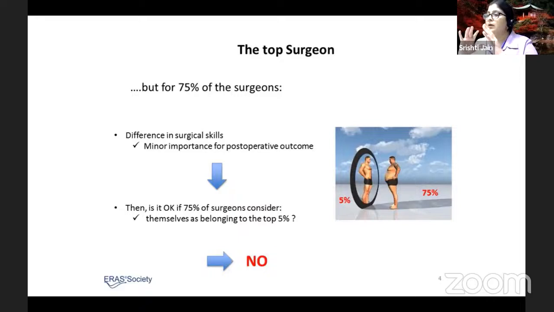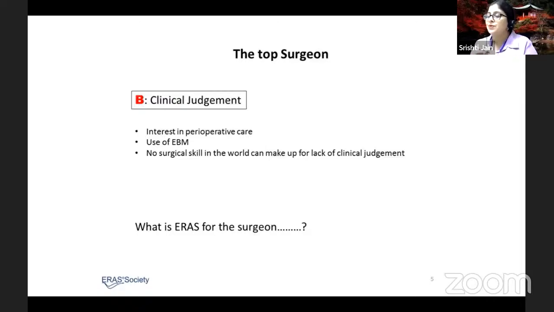But for 75% of the surgeons, the difference in surgical skills was of minor importance for the postoperative outcome. Then is it okay if 25% of surgeons consider themselves as belonging to the top 5%? The answer is no. Clinical judgment, interest in perioperative care, and use of evidence-based medicine is what makes you a good surgeon. If you are among the top 75% of surgeons, the difference to the outcome of your patients would not be made by your technical skills. It would be made by your practices: following clinical judgment, following the ERAS protocol, interest in evidence-based medicine, and following perioperative care.